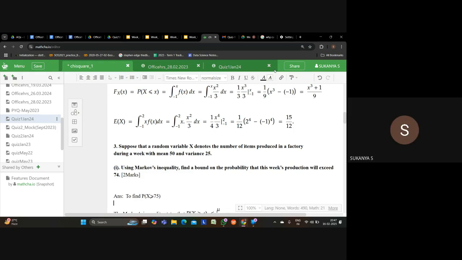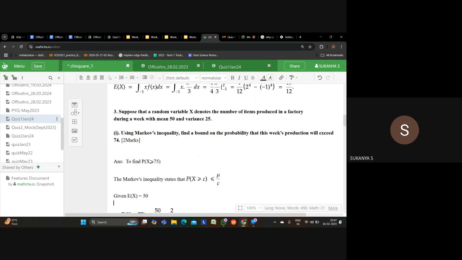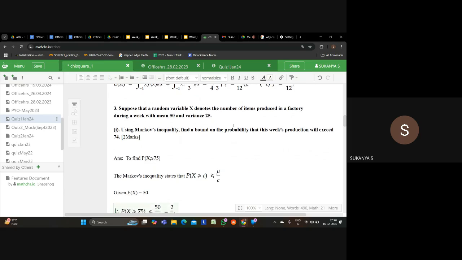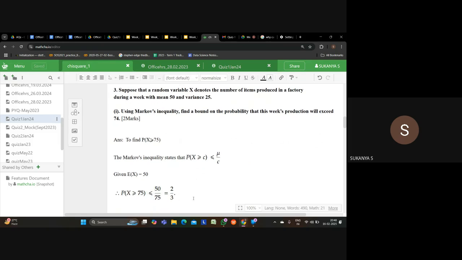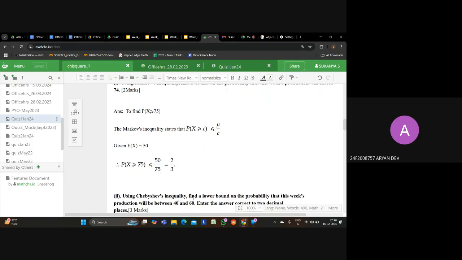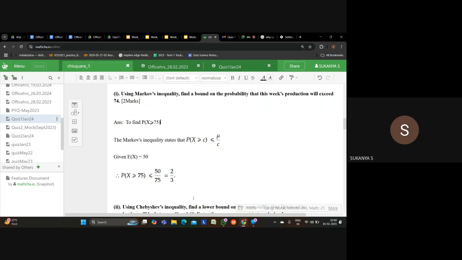Okay. So we have probability of x greater than or equal to c is less than or equal to mu by c. And c is 75 here. So we have probability of x greater than or equal to 75 is less than or equal to 50 by 75, which is equal to 2 by 3. All of you have gotten this, right? No doubts? Yes, ma'am, no doubts. Okay, perfect. In Markov's inequality, there is no use of variance. We don't need variance here. But there is a second part of this question, so we would need variance.